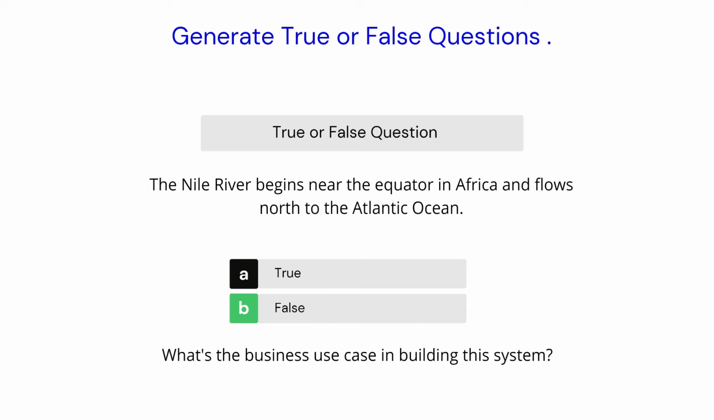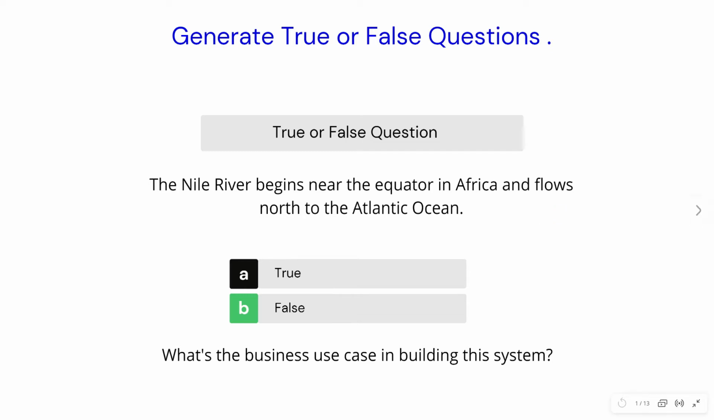If you've seen middle school textbooks, at the end of every chapter you would see true or false questions like this. For example, a sentence like this is given, where the Nile River begins near the equator in Africa and flows north to the Atlantic Ocean. Then you would be asked to mark whether the statement is true or false. In this section we will see how we can generate these types of questions automatically using natural language processing algorithms.